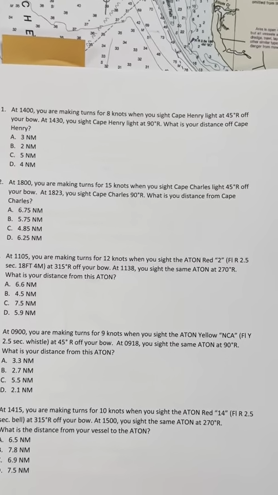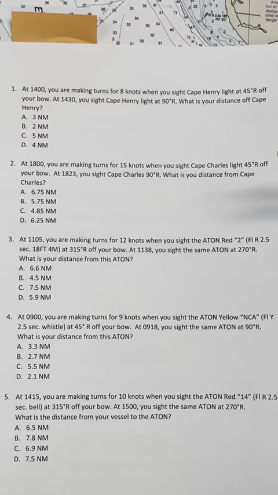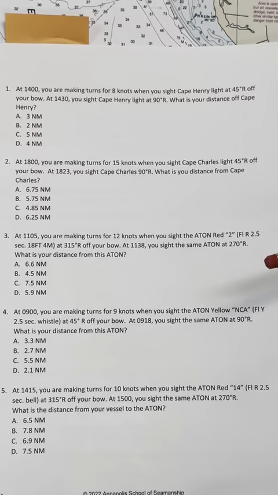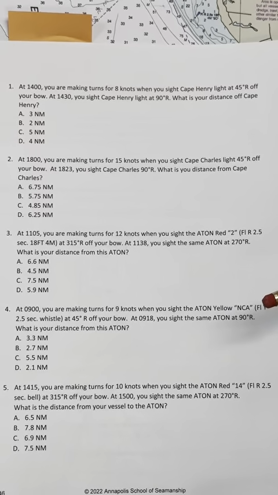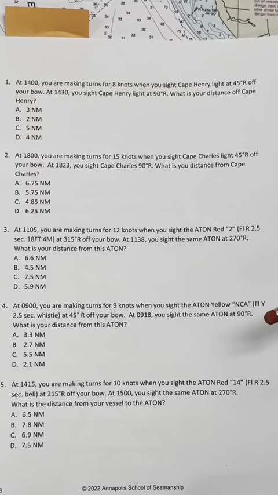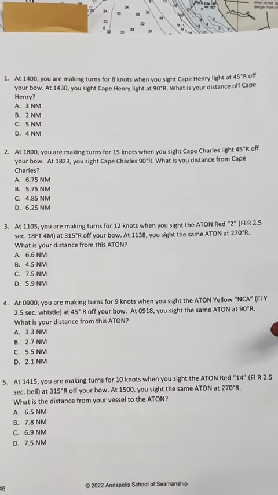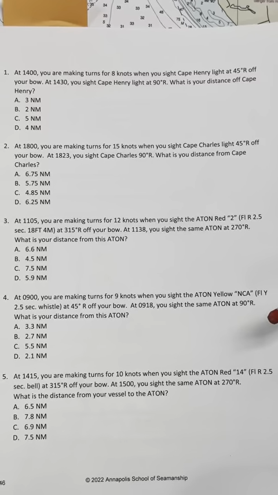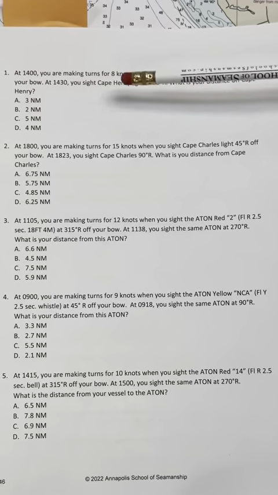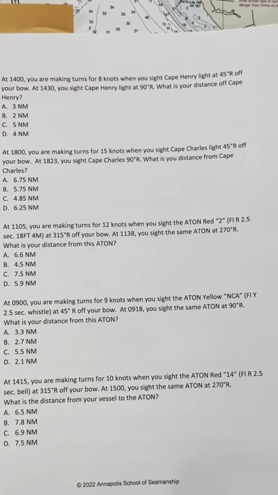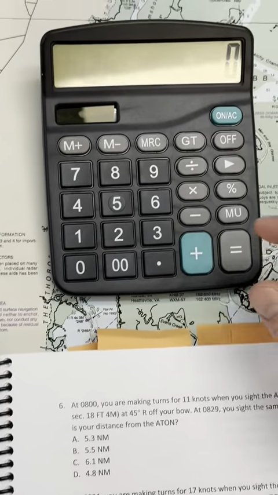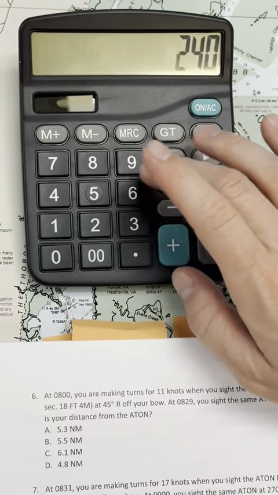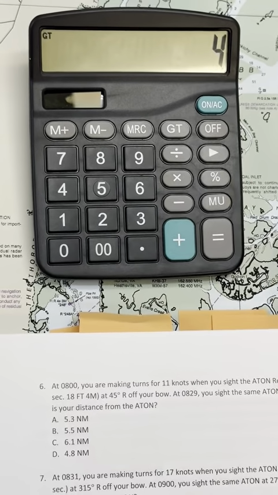So the first one says, at 1400, you are making turns for 8 knots. There's our speed. You sight Cape Henry, the Cape Henry light at 45 degrees relative off your bow. At 1430, you sight the Cape Henry light at 90 degrees relative. What is your distance off? Well, our speed is 8 knots. Our time is 30 minutes. So we're going to go speed times time, divided by 60, and we get 4 nautical miles.